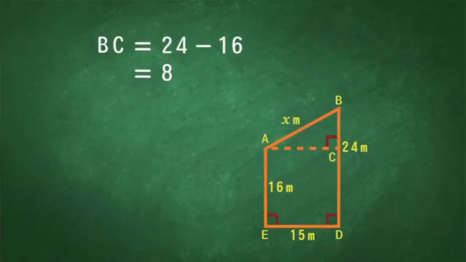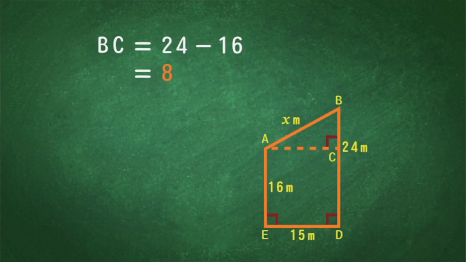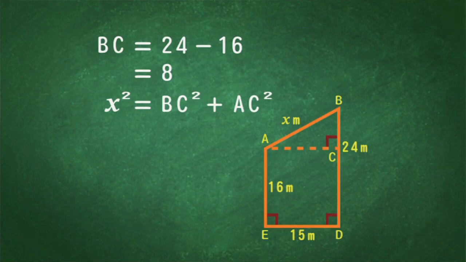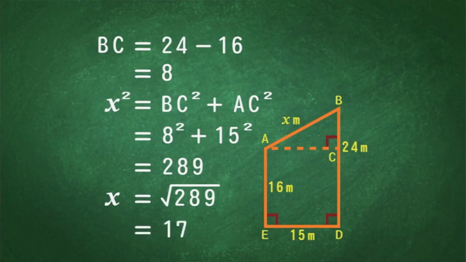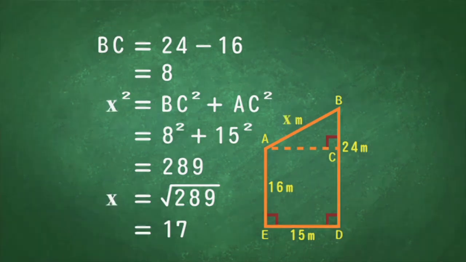It means the classroom building is 8 meters higher than the hall. According to Pythagoras' theorem, for a right-angled triangle, x squared equals BC squared plus AC squared. That means x squared equals 8 squared plus 15 squared, which is 289. Finally, x equals the square root of 289, which is 17. So the distance between the top of the classroom building and the top of the hall is 17 meters.